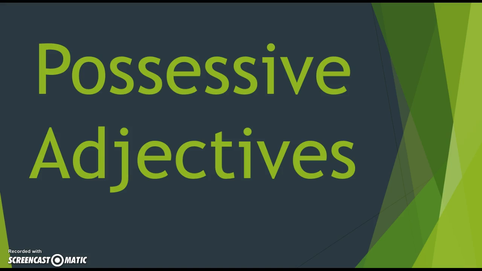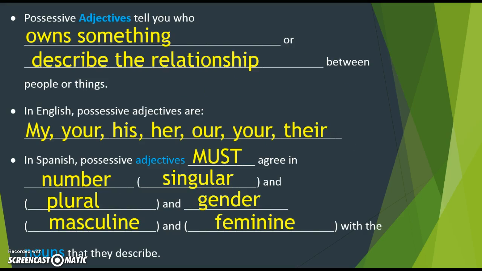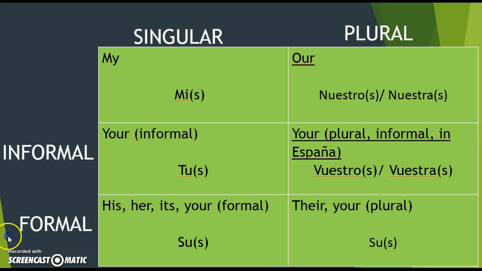Ahora vamos a estudiar los adjetivos posesivos en español. A possessive adjective is a fancy way to tell you who owns something or describes the relationship between people or things. En inglés, usamos las palabras my, your, his, her, our, your, and their. Siempre en español hay que tener concordancia. So you always have to consider in Spanish number and gender. So masculine, feminine, singular, or plural of the item that's being described.